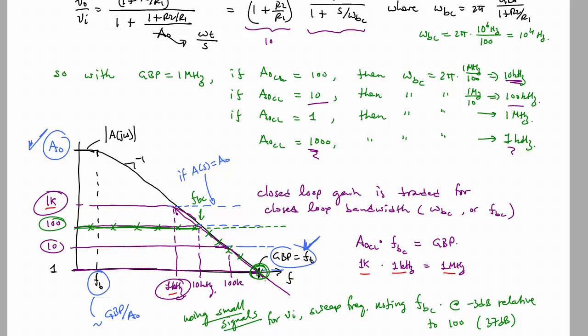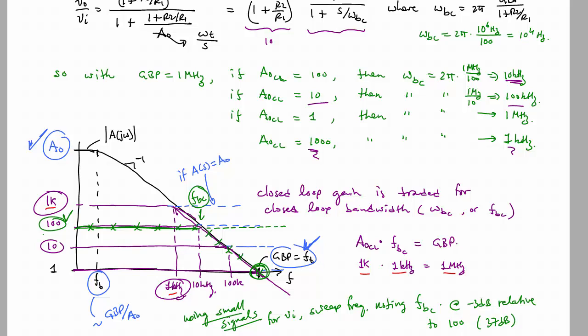But it suffices that if you have a good measurement of where the break frequency is, and you know the closed loop low frequency gain, so let's say you measure a break frequency at 10 kilohertz while implementing a closed loop gain of 100, then you can calculate that the gain bandwidth product of your op-amp is 100 times FBC, or 100 times 10 kilohertz, or 1 megahertz. So that's how you can measure your gain bandwidth product.